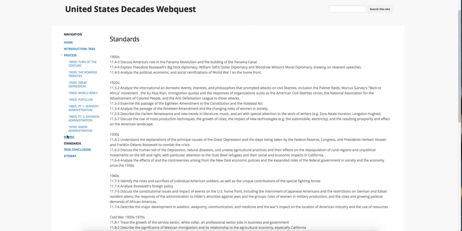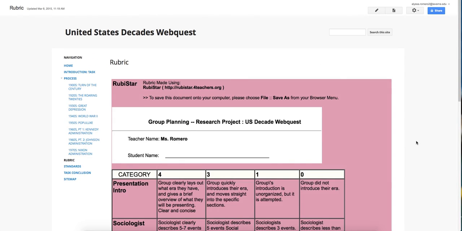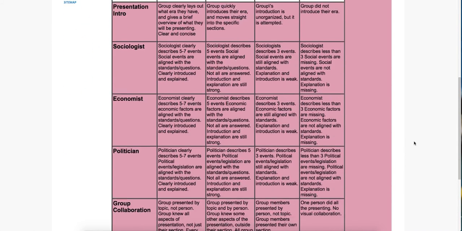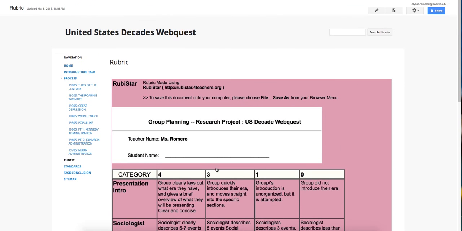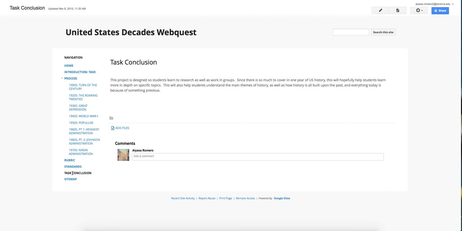The rubric is posted for their presentation, so they know exactly what is expected of them. And then they have a conclusion saying that the whole point of this project is so that the students can understand the main themes of history, and they can see the change in history and how history is really just built upon itself.